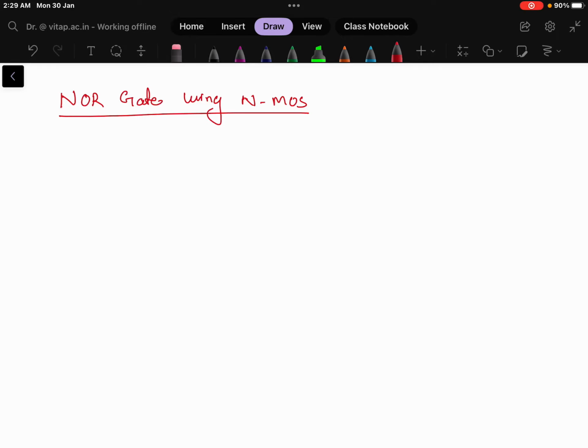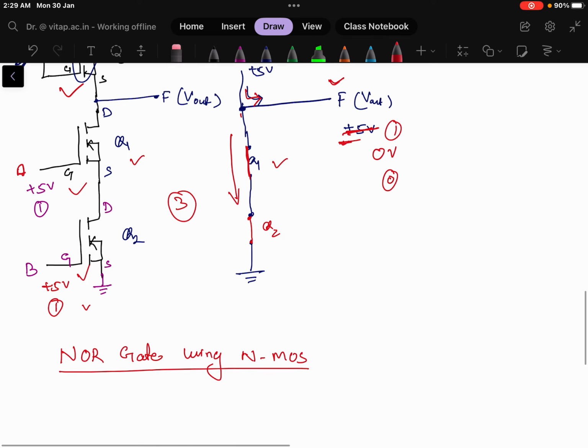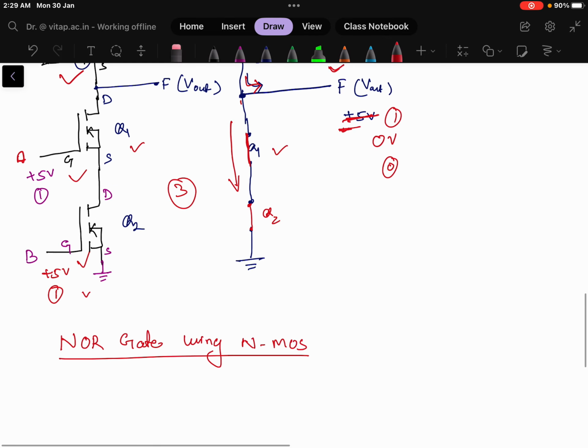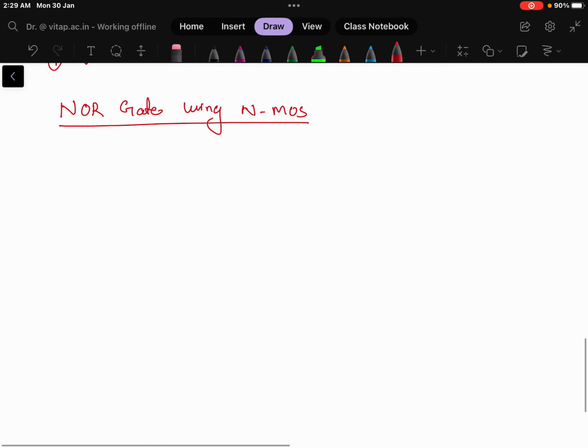How to implement a NOR gate using NMOS. So in the previous video we have seen how to implement the NAND gate. So I will directly go to the NOR gate and its operation. First let us draw the circuit, then we will draw the truth table from the circuit. It will be easy to understand.